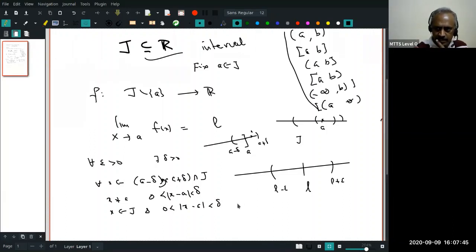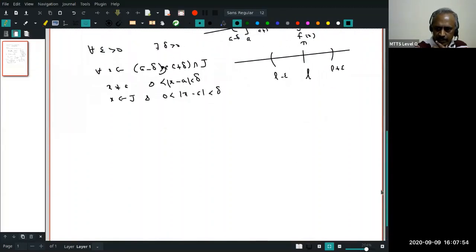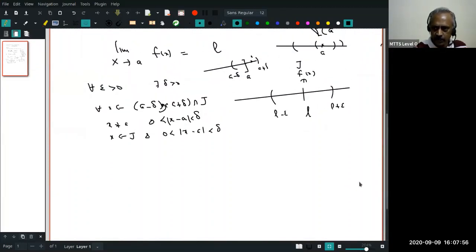Do all of you understand this? Then what should happen? F(x) should lie in the interval L minus epsilon to L plus epsilon. I'm just repeating this, you must have already known. Please tell me whether you understand this. Say yes if you understand this. Quick.